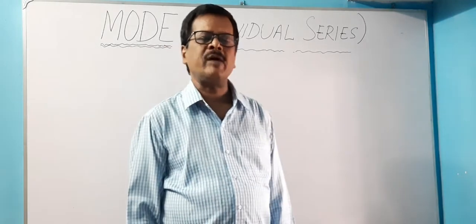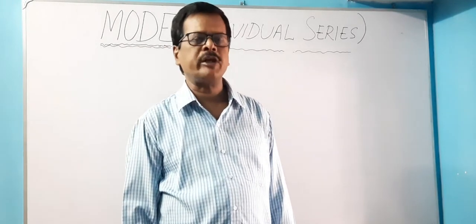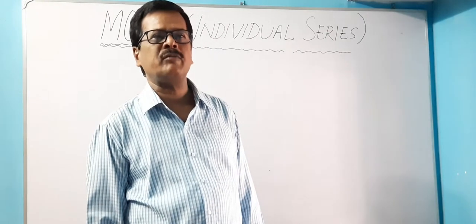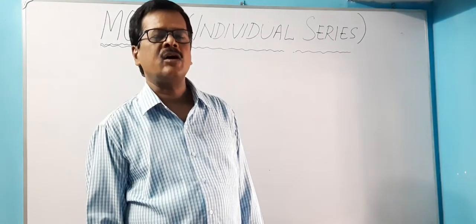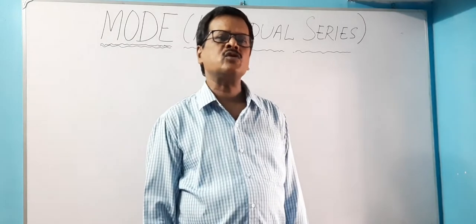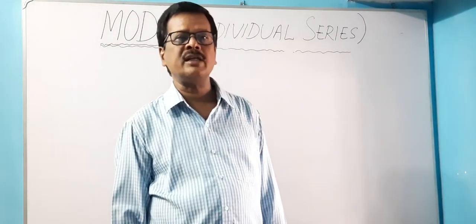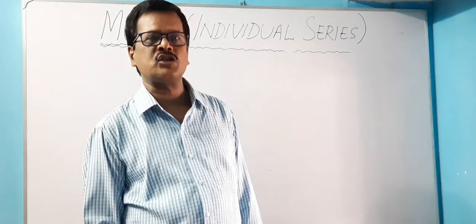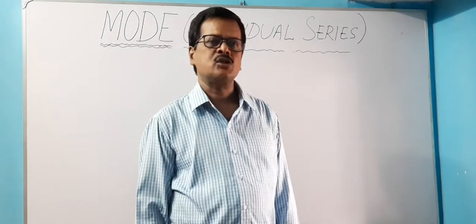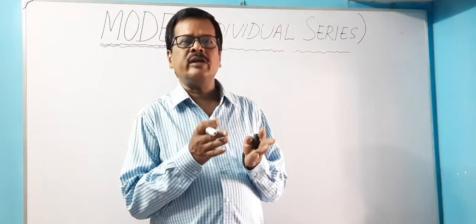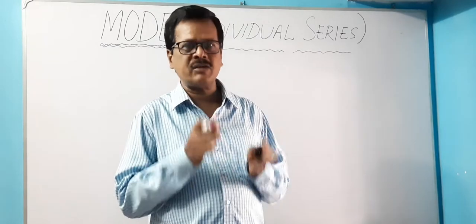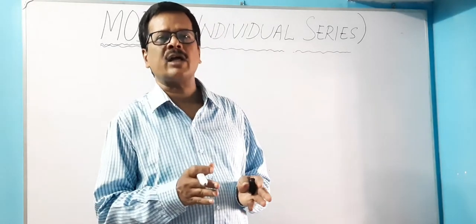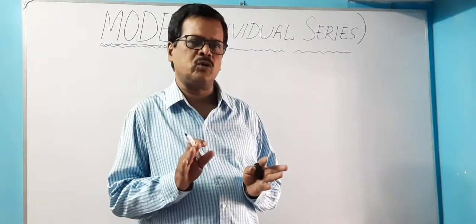The item or value that occurs most frequently in a series is the modal value of that series, or the item which is most commonly seen or occurs in a series or distribution is the mode. So a value in a series with the highest frequency is the modal value. That is all about mode.